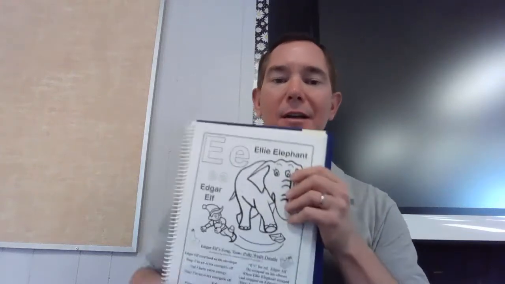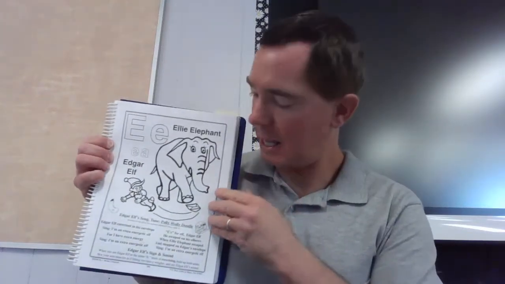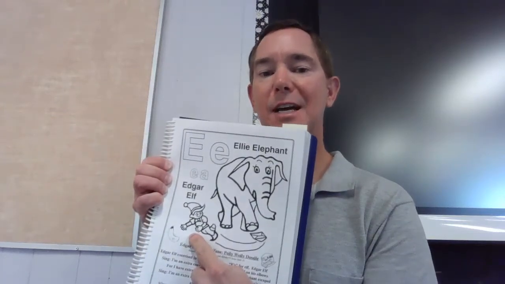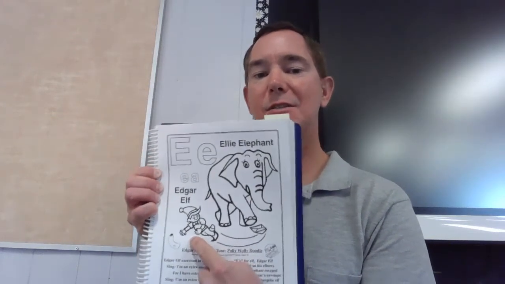I have a connection to make. We read a story about Edgar Elf, and Edgar Elf exercises. So that's a text-to-text connection.